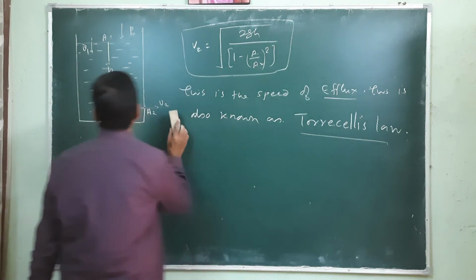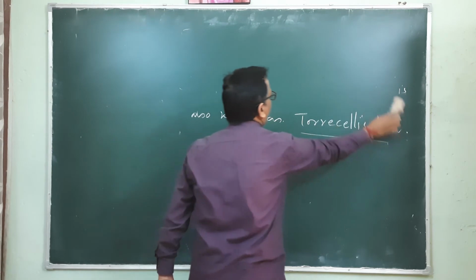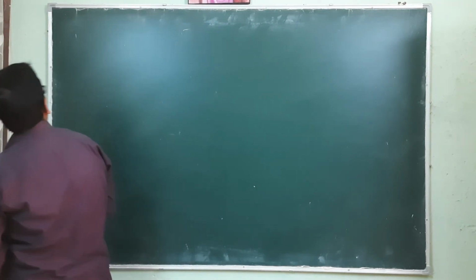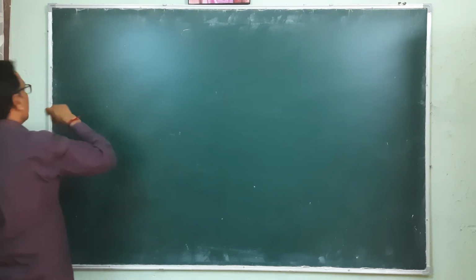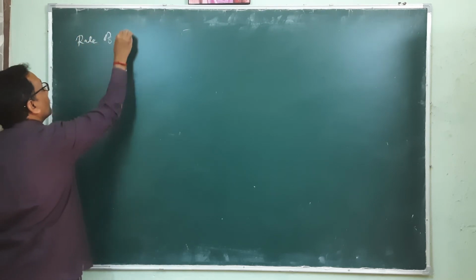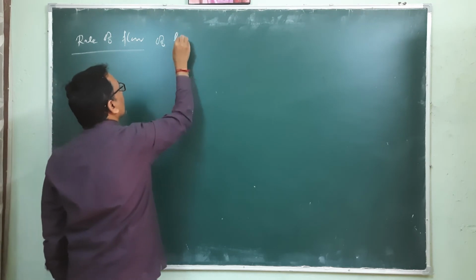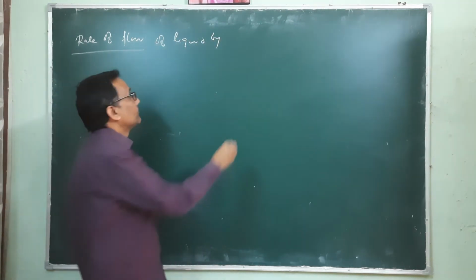We can have the venturimeter. Let us calculate this. So next, let us try to calculate the rate of flow of liquid by venturimeter.